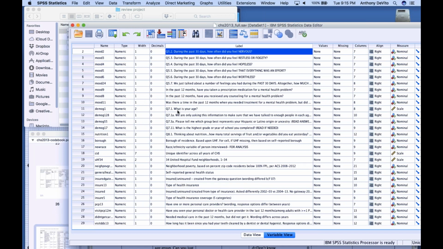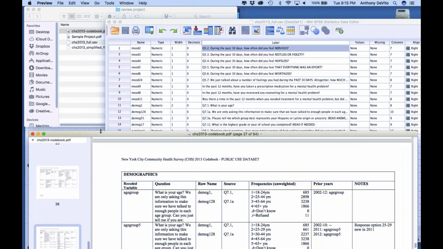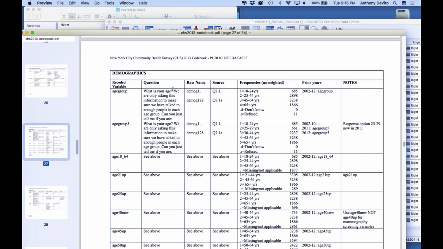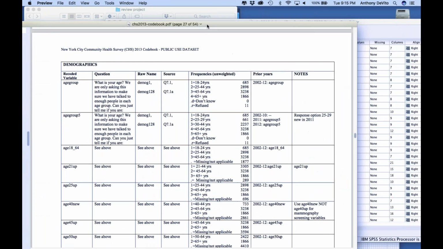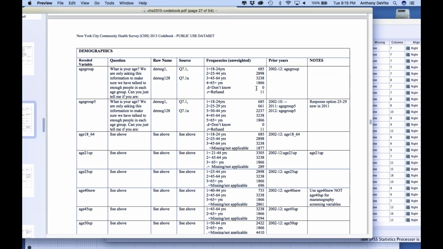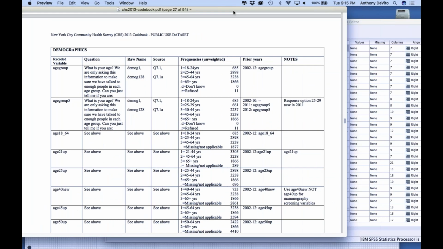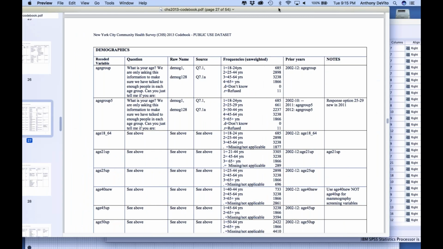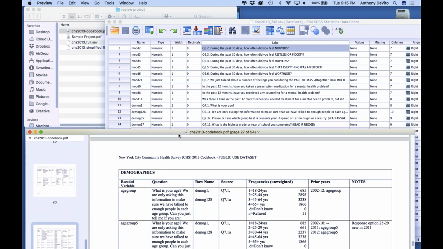Numeric. It's in, let's see, what is your age? Question 7.1, what is your age? See if I can find it back here. Frequencies unweighted. Demog 1. Well, I know it is a numerical variable. I could tell by looking at the data. They don't make it really clear here. Age group, Demog 1, and question 7.1 and 7a. And that was question 7.1.